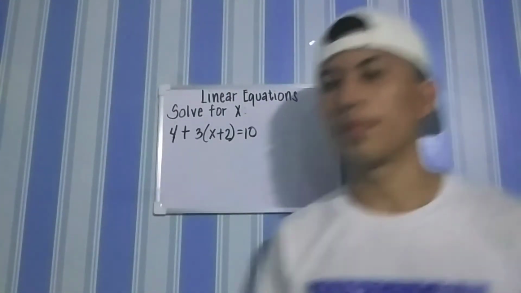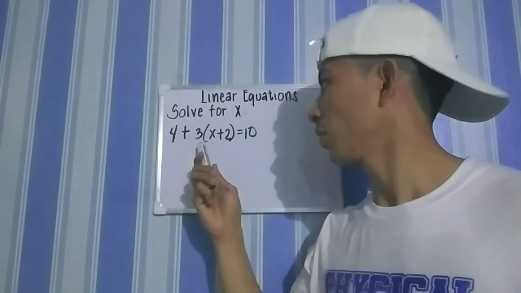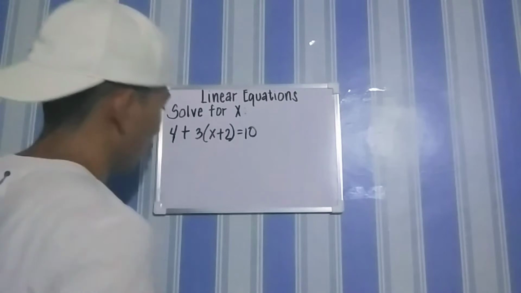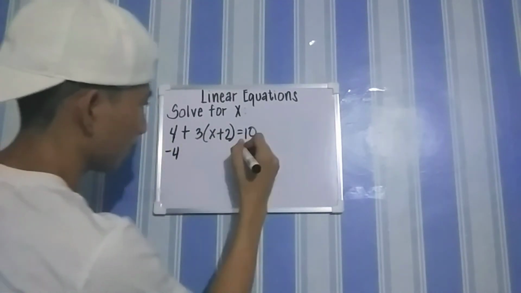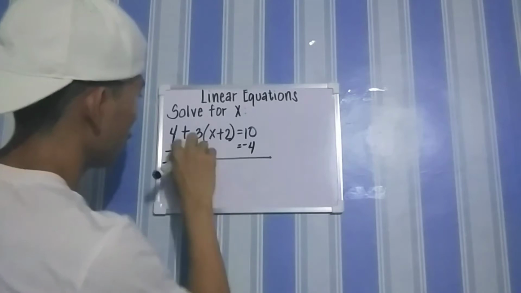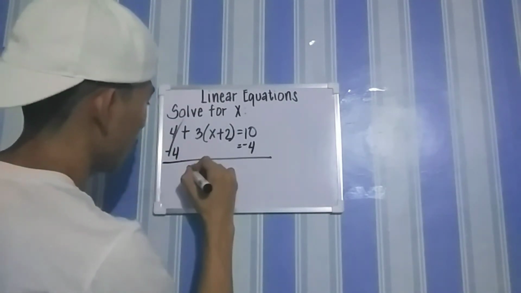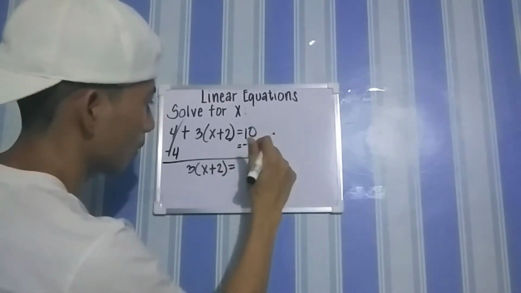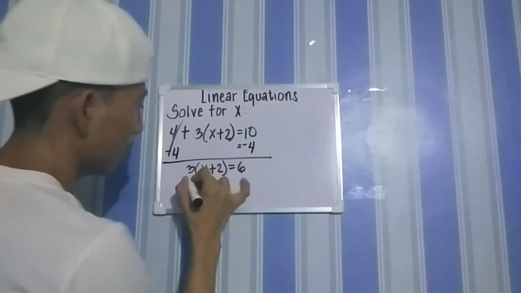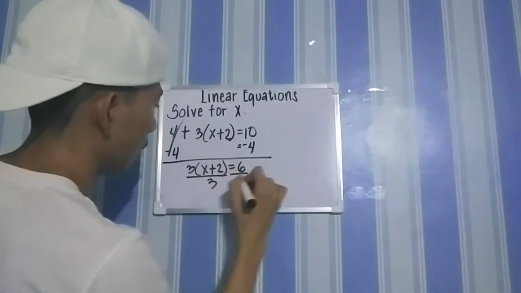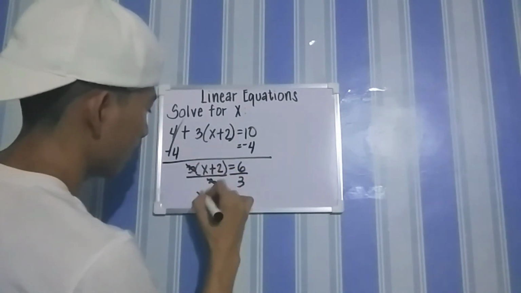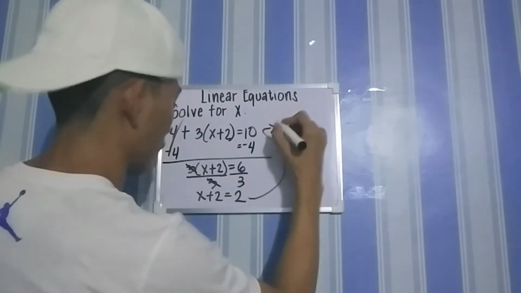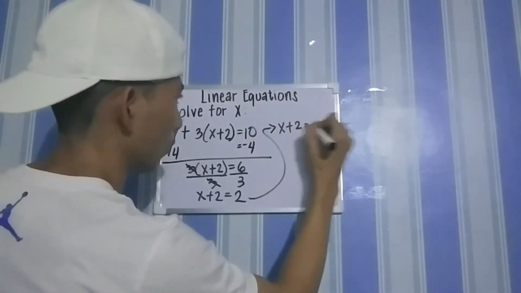So for our next problem, given equation 4 plus 3 times quantity of x plus 2 is equal to 10. So for our first step, we're going to subtract both sides by 4. 4 minus 4, 0. So 3 times quantity of x plus 2 is equal to 10 minus 4 is equal to 6. So next step, dividing both sides by 3 to get rid of 3. So x plus 2 is equal to 2.